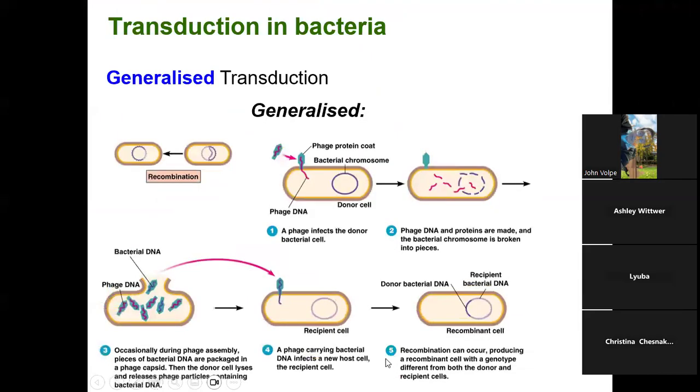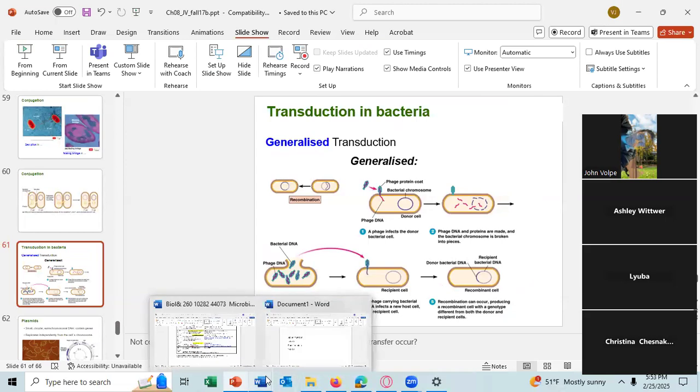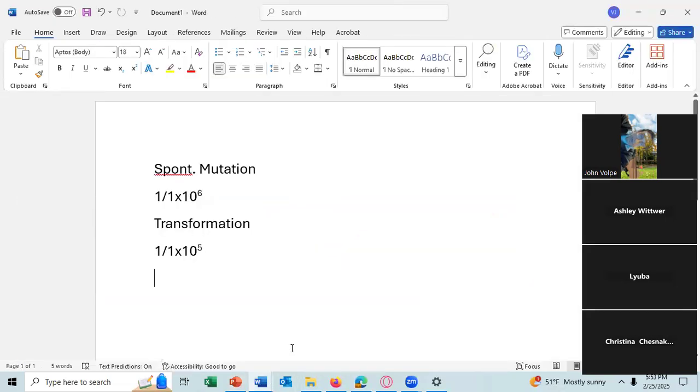Well, how important is that? Let me end the show here and show you. How important is transformation? We already said transformation happens 10 times more frequently than spontaneous mutation. So does sexual conjugation, at least in gram-negative cells.